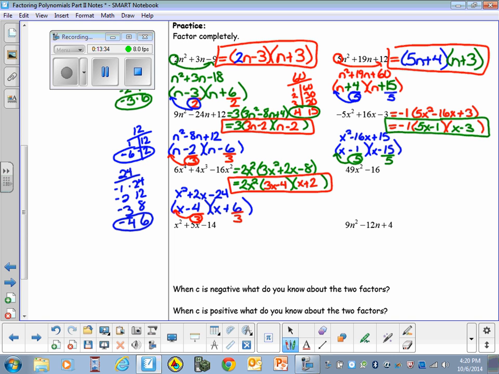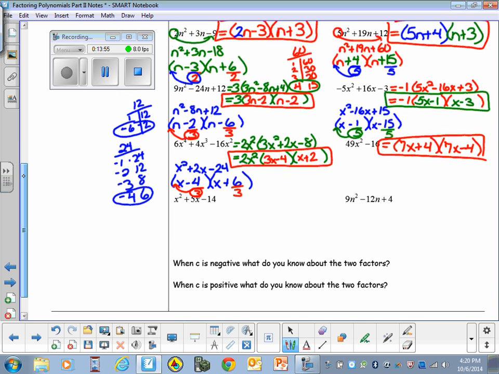Ooh, the next one doesn't have 3 terms. I better hope it's a perfect square minus a perfect square. What do you think? I think so. Let's see. 7x plus 4, 7x minus 4. I like that one. No slide, no divide necessary. I know my pattern. I am done.